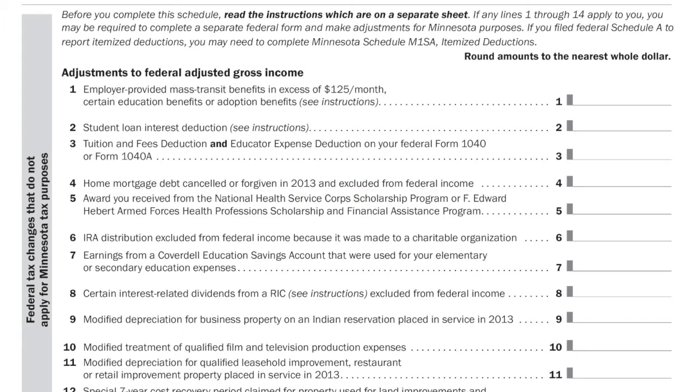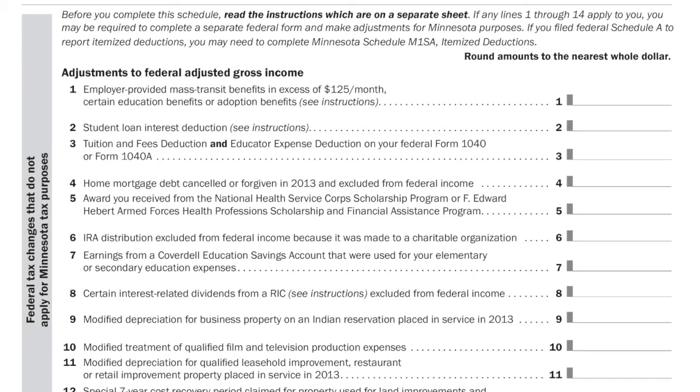And we have brought up the M1NC on the screen for you, so you should see that in front of you now as well. So we'll talk a little bit about line 5 of the M1NC, and this is the amount received under certain scholarship programs. Taxpayers may exclude from federal income any awards they receive from the National Health Service Corps Scholarship Program and the F. Edward Hebert Armed Forces Health Professions Scholarship and financial assistance program. Minnesota now allows taxpayers to exclude these benefits from taxable income.